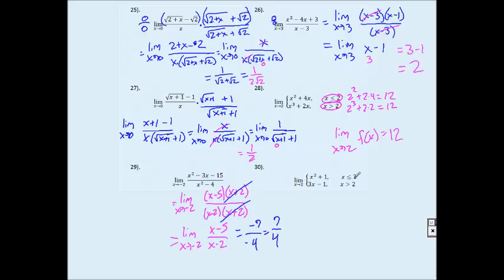And in number 30, if I plug in 2, I should get 2 to the 2 squared plus 1, which is 5.